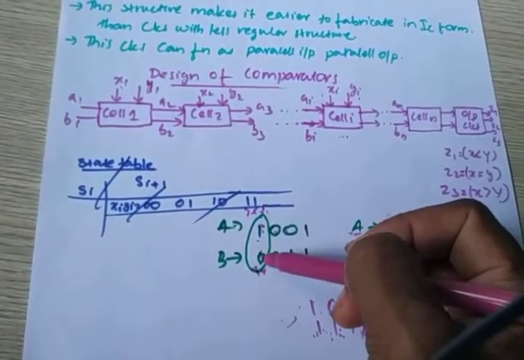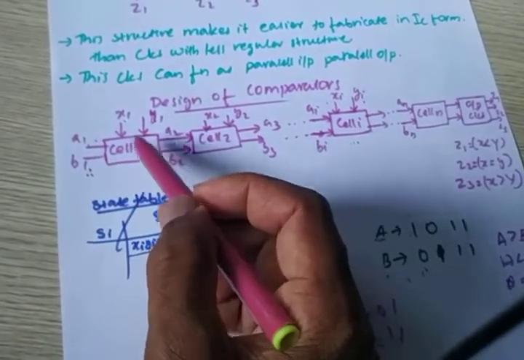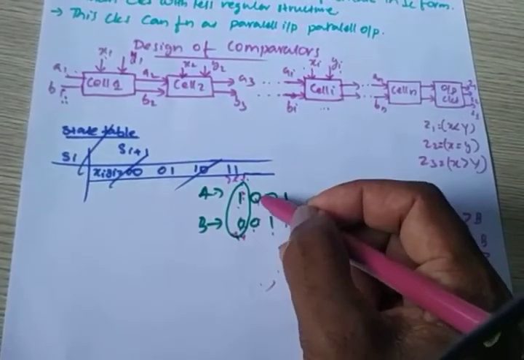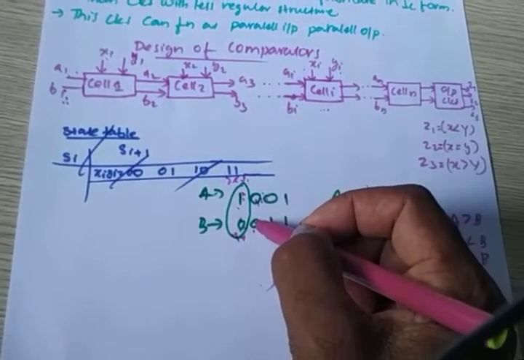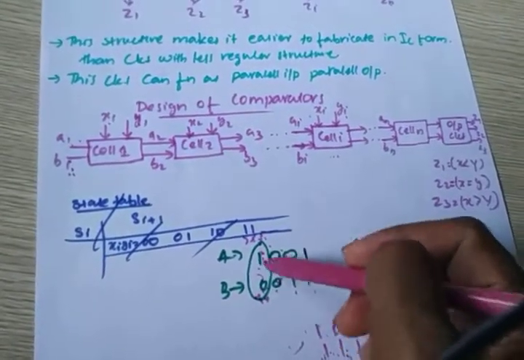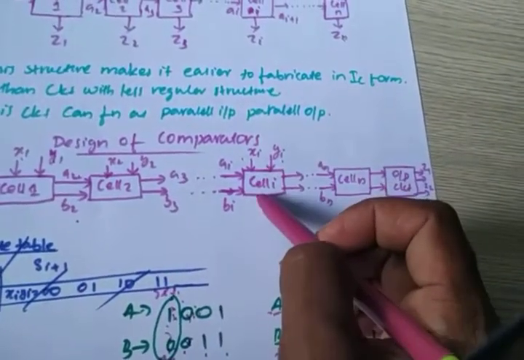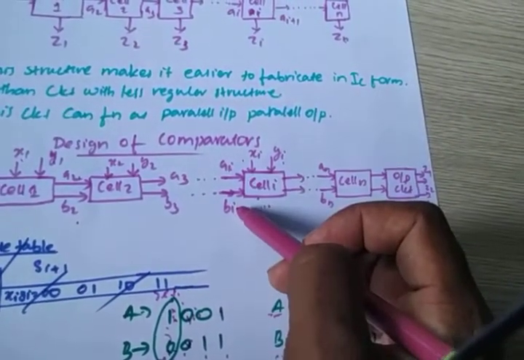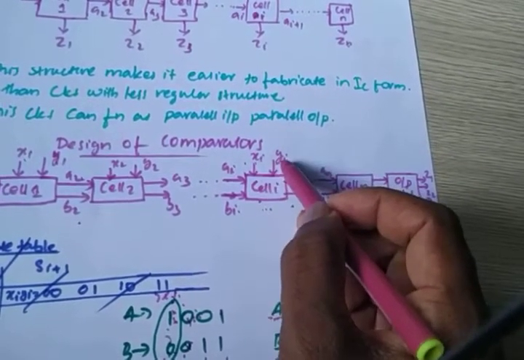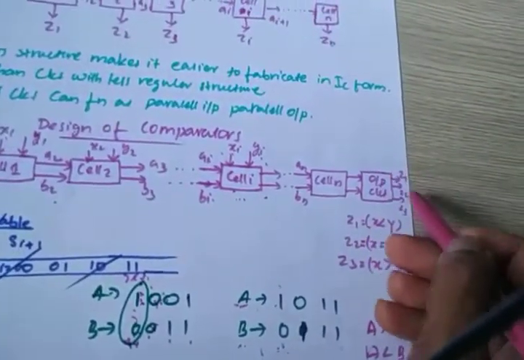We need to compare these two. And what is A1, B1? A1, B1 is the present state of this. Suppose you are considering these two are the Xi, Yi, 0, 0. At that time, what is the present state of this cell? This is the present state. This is the next state. For considering the cell i, Ai, Bi is the present state. Next state is Ai plus 1, Bi plus 1. Xi, Yi are the inputs. Clear? So this is the output.